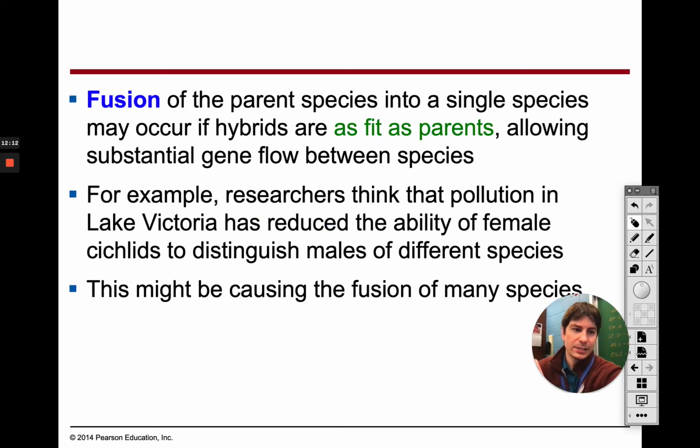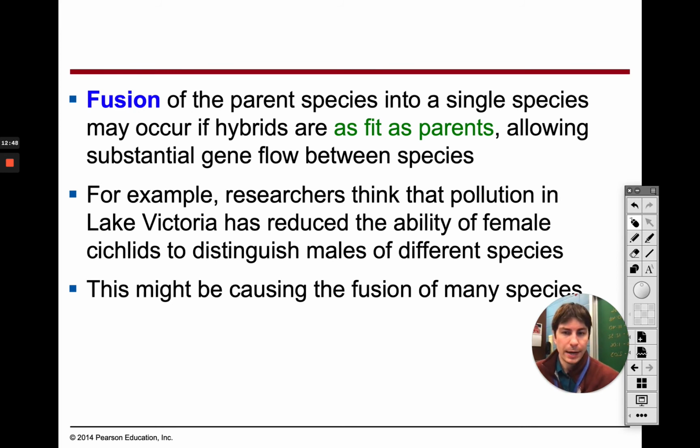Second one is going to be fusion. In fusion, the hybrids are just as fit as the parents. So with respect to survival and with respect to reproduction, it's going to be the same as the parents. This does increase gene flow between our two species. This is only going to occur, guys, when the two species produce a large number of fertile offspring. These fertile hybrids are going to continue to reproduce over the course of many generations.